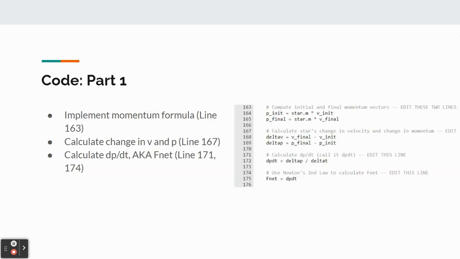Code, Part 1. First up during the code loop, we implement Newton's second law to calculate momentum from the initial and final velocity values. We'll also take the difference between final and initial for both variables to find dp/dt, which also gives us the net force.